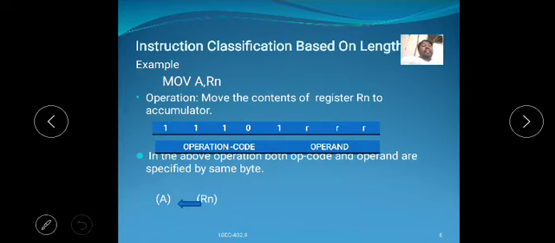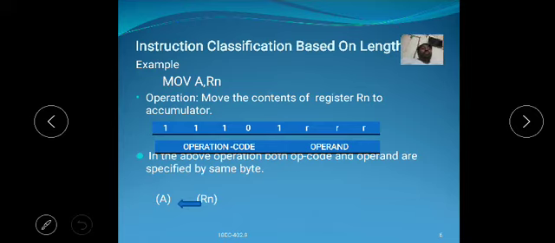In this particular instruction, the operation moves the content of register Rn to the accumulator. Simply understand that the data is transferred from the Rn register to the accumulator register. This is the operation of using MOV A, Rn.